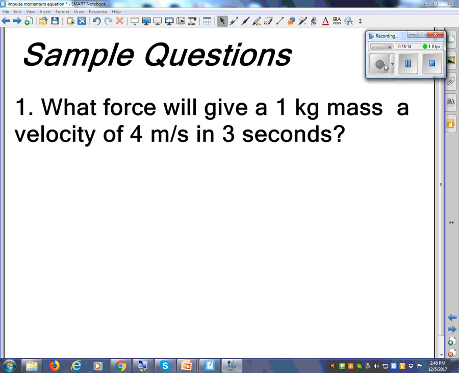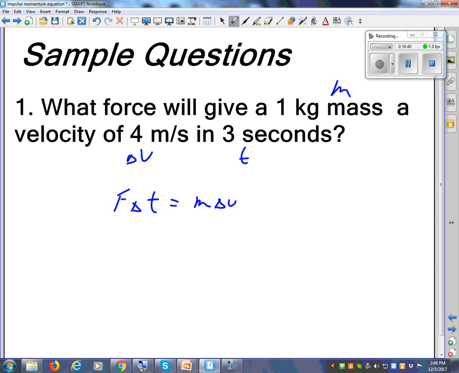Okay, easy questions. What force will give a 1 kilogram mass a velocity of 4 meters per second in 3 seconds? So we have a mass, we have a velocity. Actually, we have a change in velocity, because it's going from 0 to 4. And we have a time. Hey, this is an F delta t equals m delta v question. Obviously it is, because that's today's topic. But you're going to have to recognize that on your own. I will warn you, there are not a whole lot of these questions on the test, maybe 1 or 2, because they're pretty straightforward.